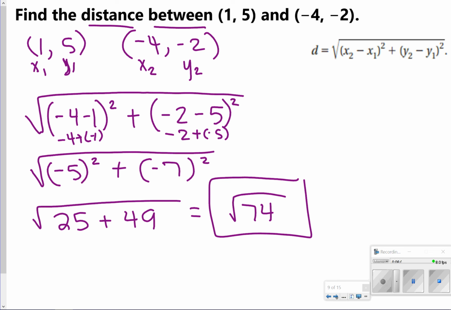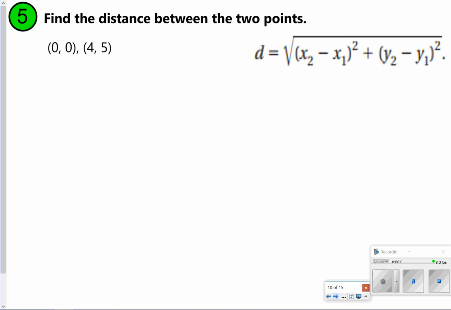Okay? Here's one that you are going to try. I'm going to start you off on this one. We're going to say that 0, 0 is x1, y1, and 4, 5 is x2, y2. Okay? Go ahead and pause the video now. Plug in the numbers for x1, y1, x2, y2 in your distance formula to solve it. And then once you're done, click play. You will have just a square root again as your number here.